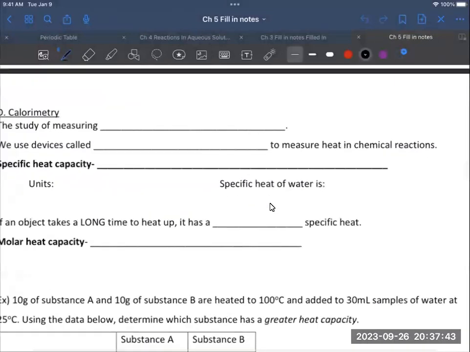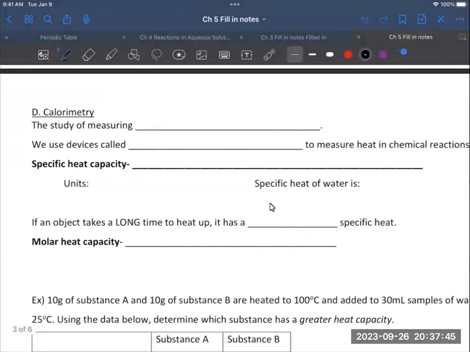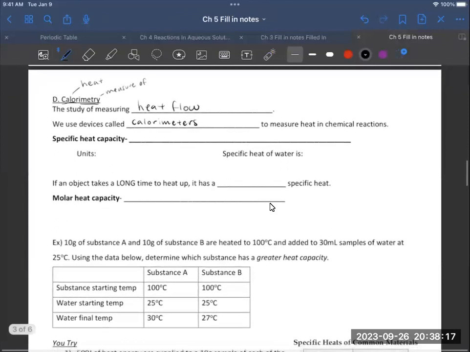Okay, so calorimetry comes from the Latin calor, which means heat, and metry, which is the measure of. So calorimetry is the study of measuring heat flow. In order to do this, we use devices called calorimeters to measure the heat in chemical reactions.